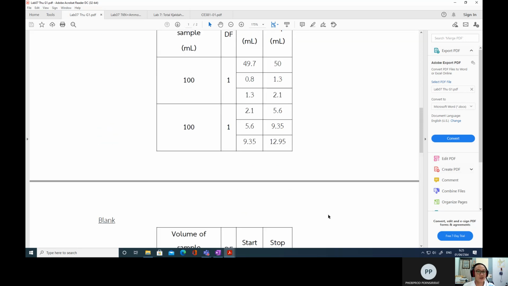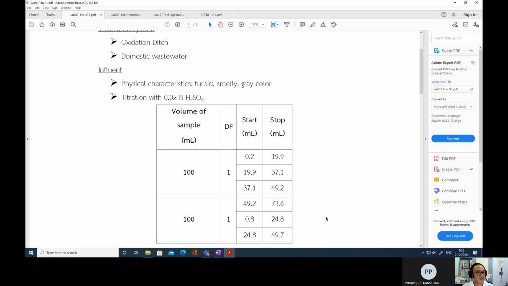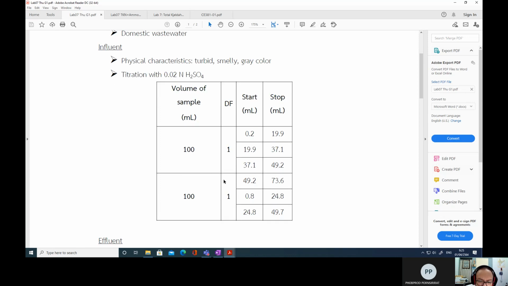So you are supposed to do this. Each group will get similar results like this, to find the ammonia and the TKN. At the end, you can determine the organic nitrogen by taking the TKN minus the ammonia. I'm not sure which one is for ammonia and which one is for the TKN, so you have to check the results again. I think one is the TKN and the other must be the ammonia.